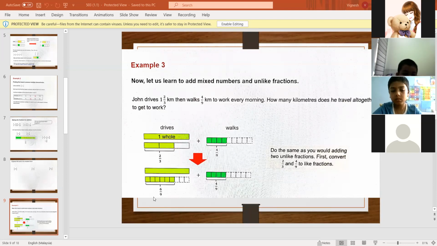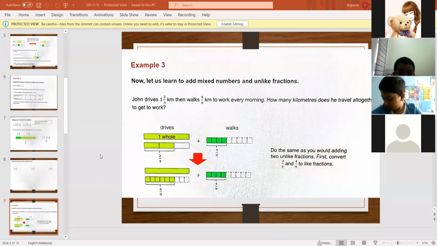Okay, can you all see the new bar model here? 6 parts shaded out of 9, but the second one has no changes because it's the same, correct or not? The whole still remains here because it's like you are ignoring the one first, and then you can add it together later. Okay, so this is the second model.